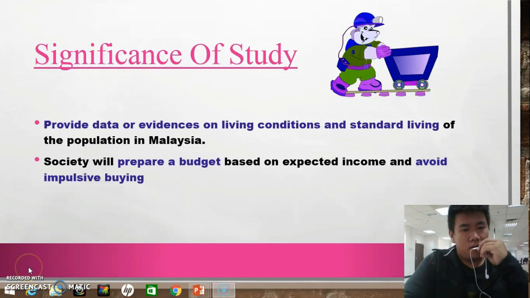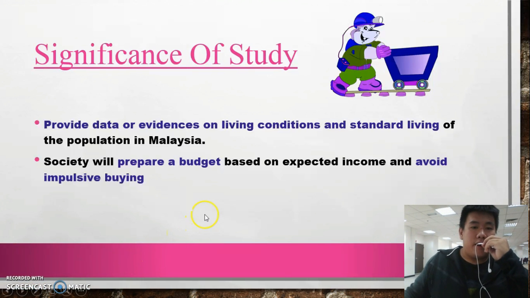Next, this is the significance of the study. Our first significance of the study is to provide the data or evidence on living conditions and standard of living of the population in Malaysia, so that societies can prepare a budget based on expected income and avoid impulsive buying.